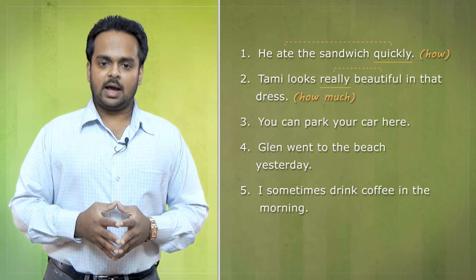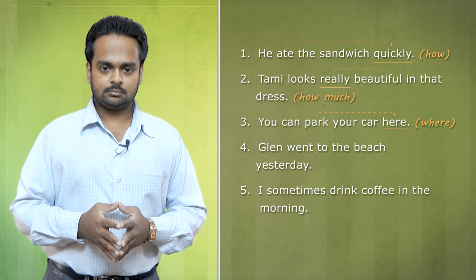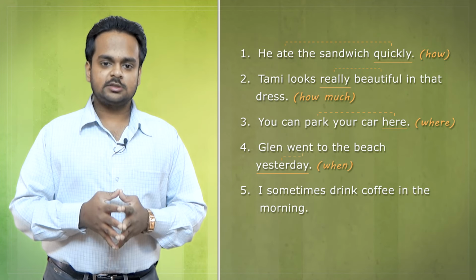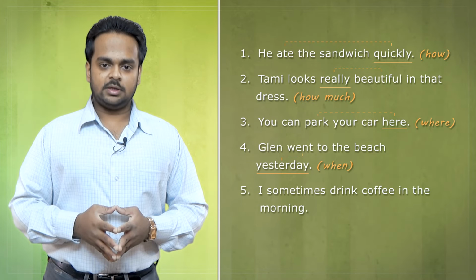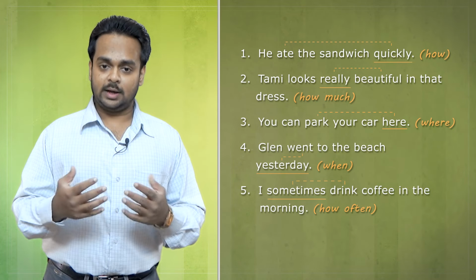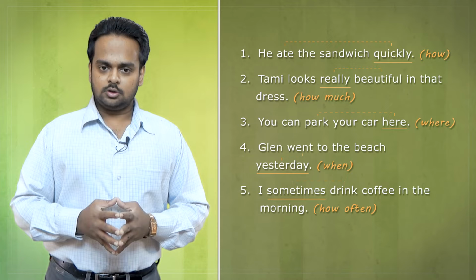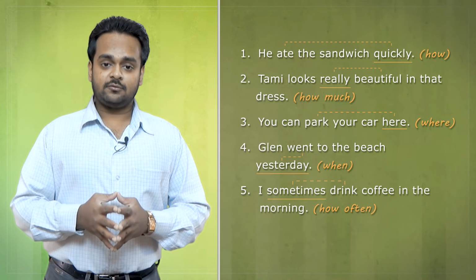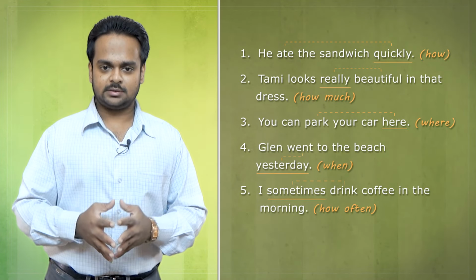In number 3, we have an adverb of place. It's the word here, which gives us the answer to the question where. In number 4, we have an adverb of time. It's yesterday, and it tells us when. And in number 5, can you identify the adverb? The adverb is the word sometimes, which answers the question how often. How often do I drink coffee? Every morning? No, only sometimes. So here you see all the different things that adverbs can do. And based on these functions or the different jobs that they do, adverbs are divided into 5 common types. Let's talk about that.